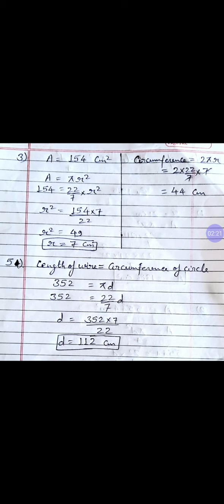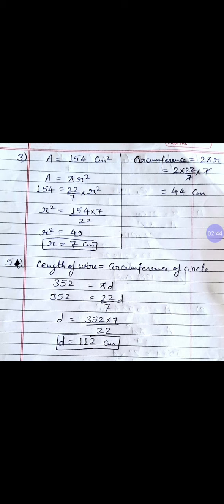Now we have to find out the circumference. We know the formula for the circumference of the circle is 2 pi r. Put the value: 2 into 22 upon 7 into the radius, which is 7, and we will get the circumference equal to 44 centimeter. Likewise, question number 4 is similar.